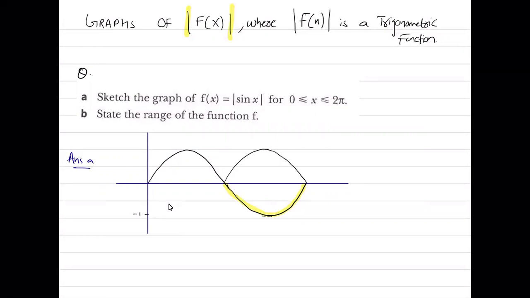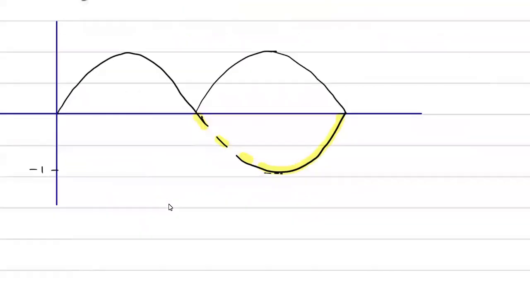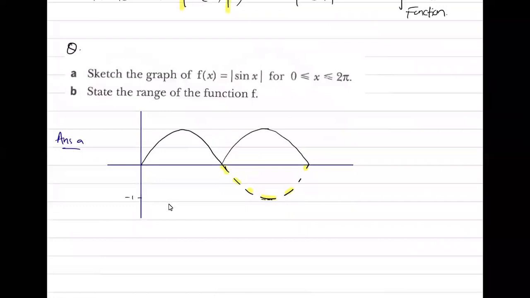And you can make these lines dotted. So that's one. And this is the graph of f of x equals mod of sine x.